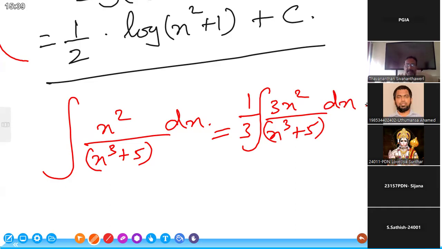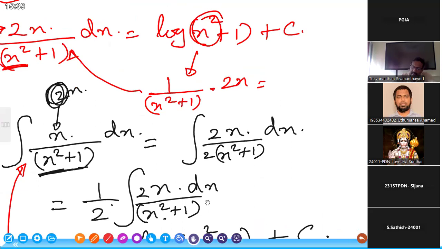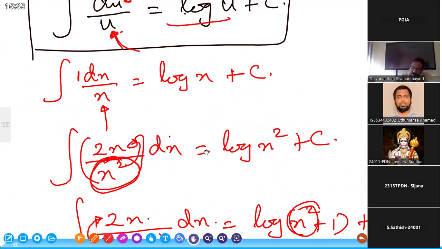Can we write like this? Yes. Here we have multiplied the numerator and the denominator by 3, so that if you differentiate the denominator, it can be found in the numerator. So we could write it as 1 over 3 into log of x to the power 3 plus 5, plus c. Clear to everyone? Yes, sir.